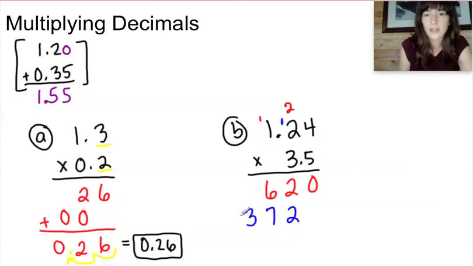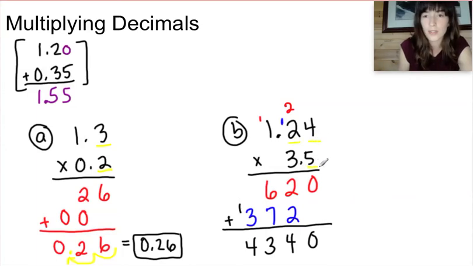Alright, so let's add these. 0 plus 0 is 0. 2 plus 2, 4. That gives me 13. Carry my 1, I get 4. So from here, let's count my decimal spaces. I have 3 digits behind my decimal. So starting from the back, 1, 2, 3, that's where my decimal should go. So my answer, 4.340, or we can drop that 0, 4.34.